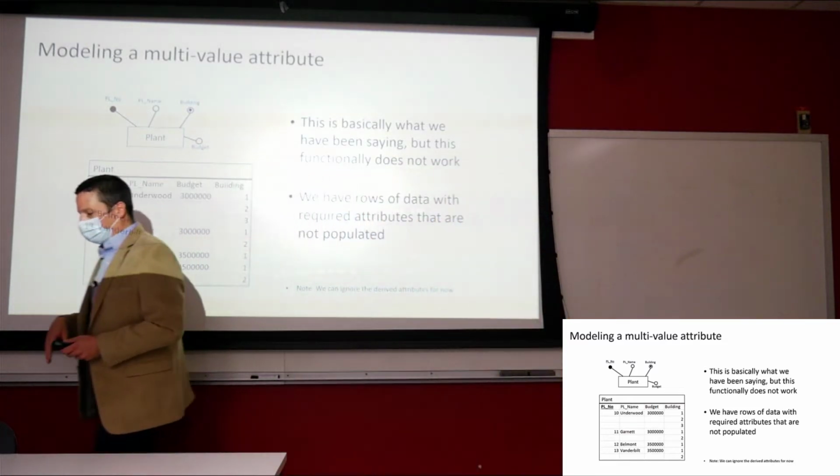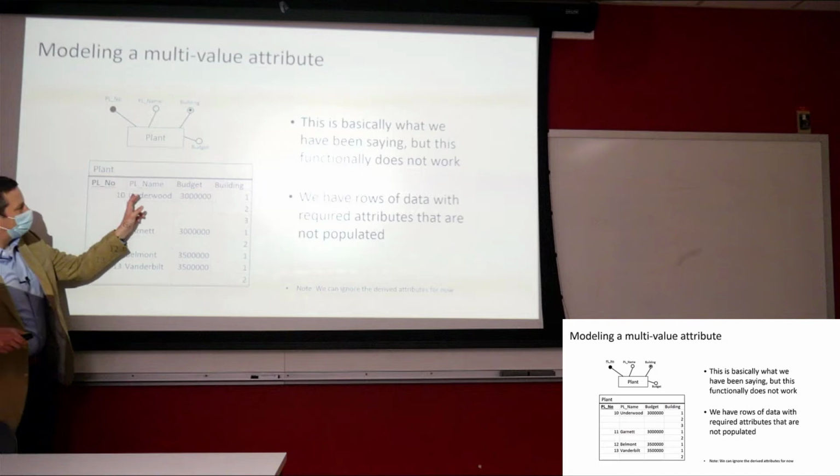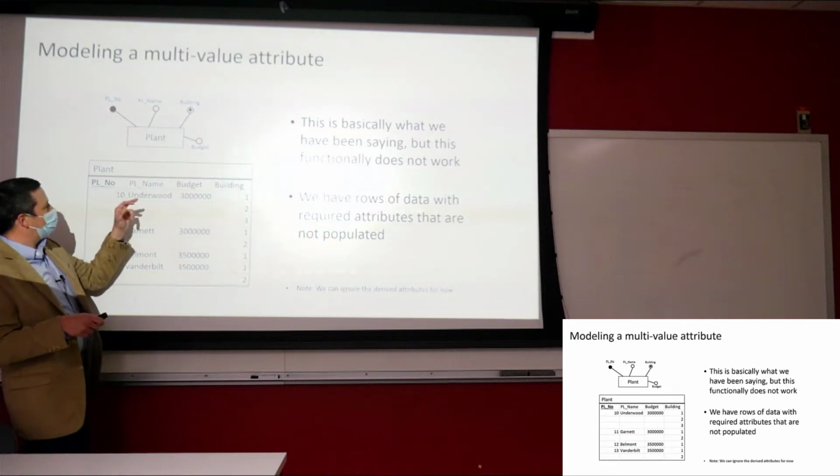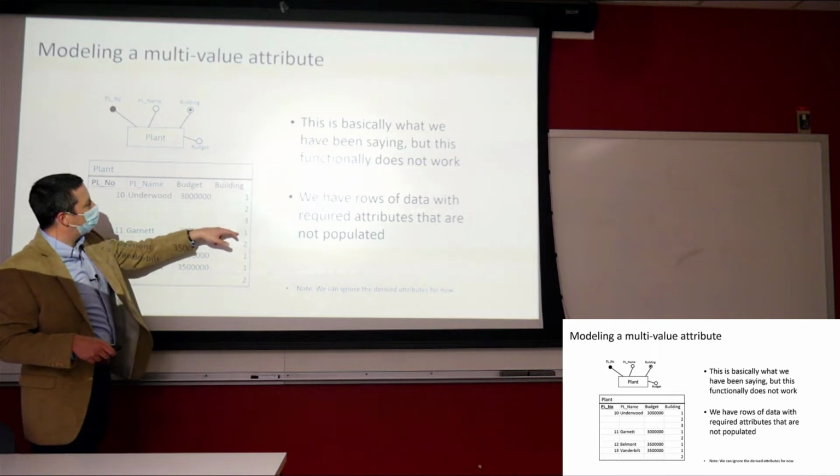So building on the examples that are in the book, if you've been thinking about what this data would look like, this is currently how we're envisioning the values of this multi-value attribute building, right? Where we have a plant that has a plant number, a plant name, a budget, and then some number of buildings.